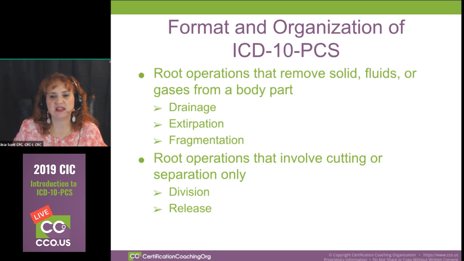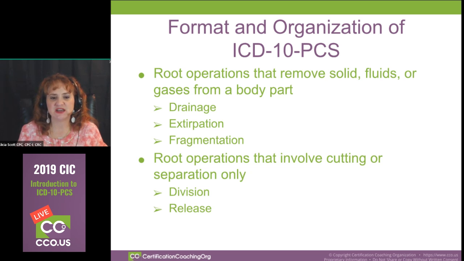If we're going to remove a solid, fluid, or gas from the body, there are three root operation terms: drainage, extirpation, and fragmentation. So if we're going to remove a solid, we're not going to drain it, but we might fragment it. What would be something we would fragment? We're breaking off. So if it's a solid, fluid, or gas, and we're going to remove it from the body: drainage, extirpation, and fragmentation. Now, drainage is pretty easy, right? But you don't drain gas.